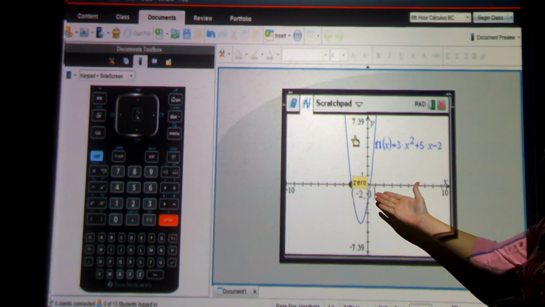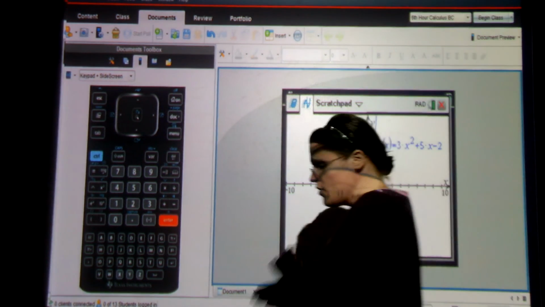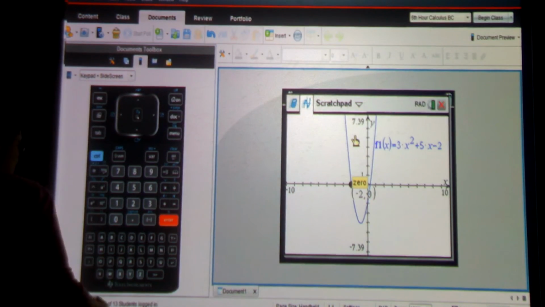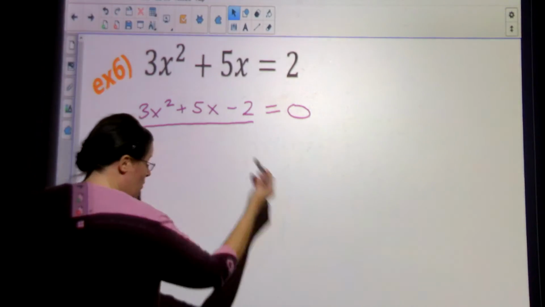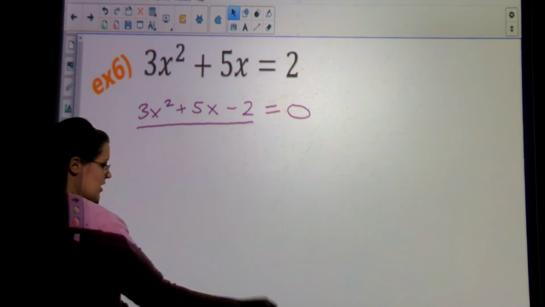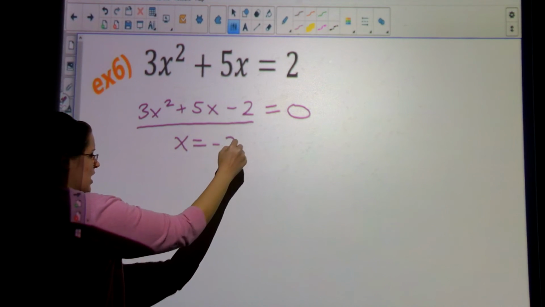Notice I'm not giving the y value, because if you're on the x-axis, the y value should always be 0. What I'm finding is x equals. I'm finding the x value. So in this case, x is -2.